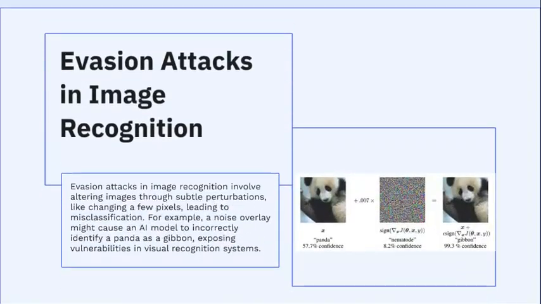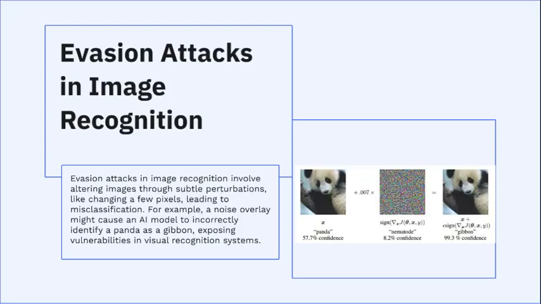The second example could be evasion in image recognition, where a small imperceptible noise is added to the image that can cause AI to misclassify it. For example, a minor pixel modification can make AI see a panda as a gibbon. So these kinds of attacks help adversaries craft inputs that evade detection while preserving the malicious intent.